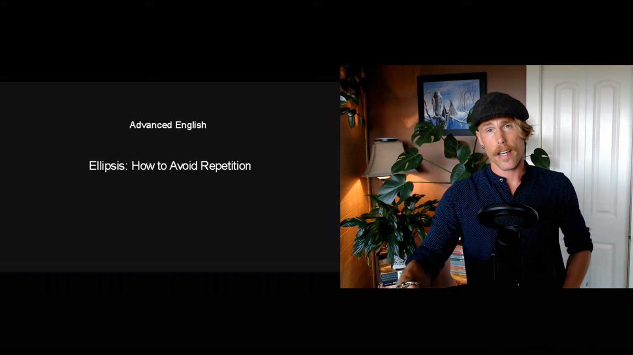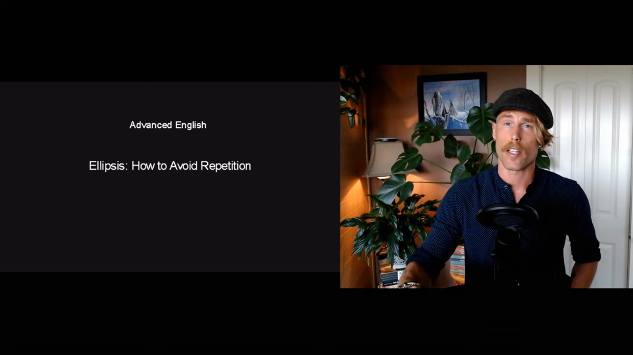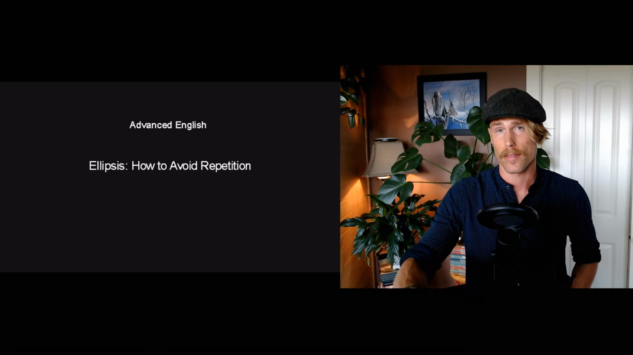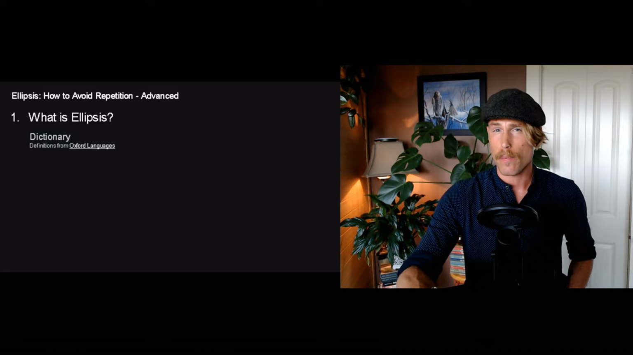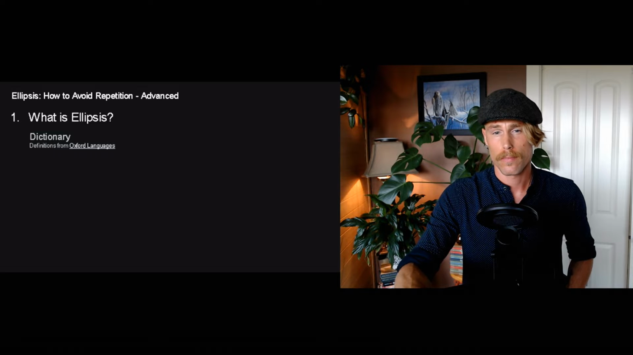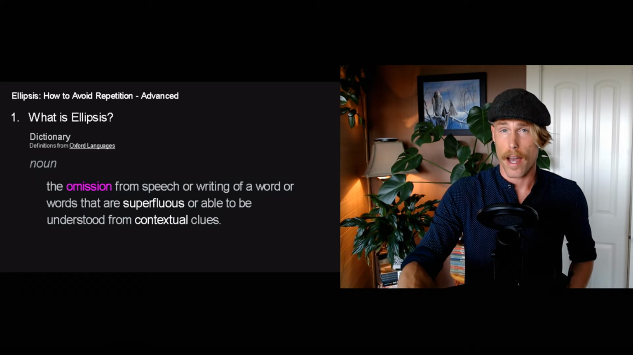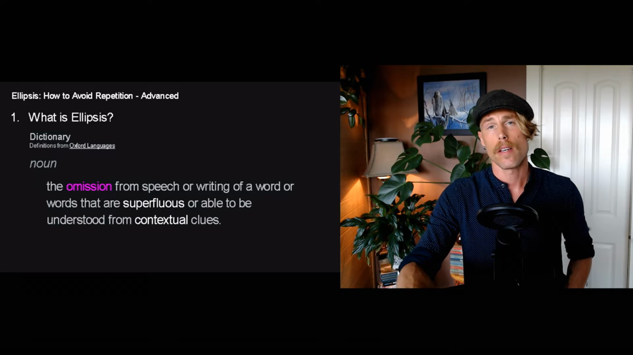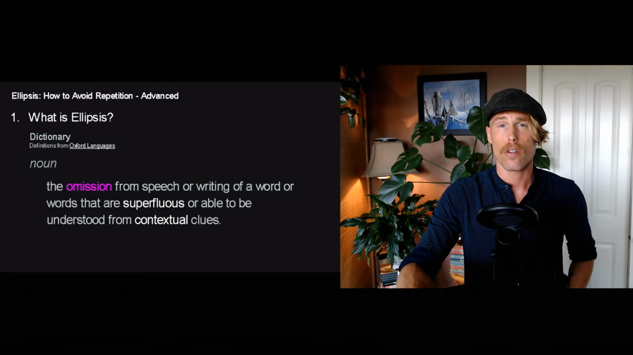All right, like I said, this is an advanced lesson today, and we are talking about ellipsis, or avoiding repetition. Let's get going. First of all, what is ellipsis? Well, let's go to the Oxford Dictionary for some help. Ellipsis is a noun, and ellipsis means the omission from speech or writing of a word or words that are superfluous or able to be understood from contextual clues. Okay, what does this mean?